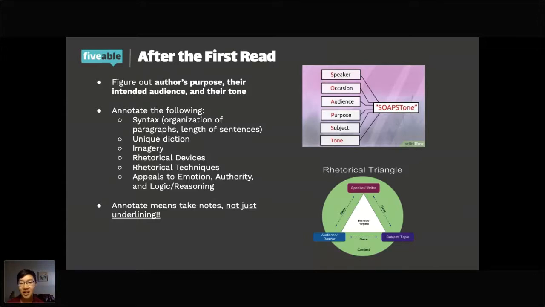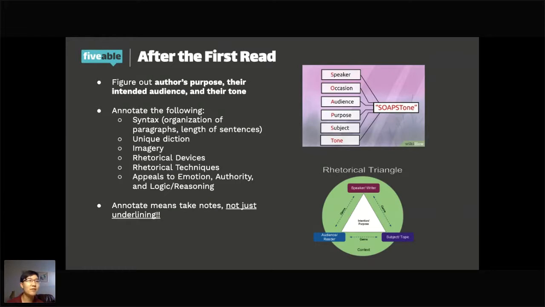Look for things like syntax, which is the organization of paragraphs and the different lengths of sentences. You can also look for unique diction that indicates some sort of tone, imagery, rhetorical devices and techniques, and appeals to emotion, authority, and logic or reasoning. That means words or images that appeal to the audience's emotion, make them upset, make them angry, make them passionate.